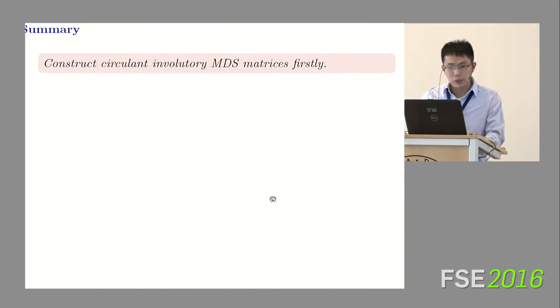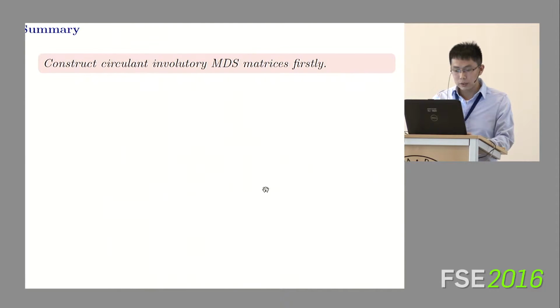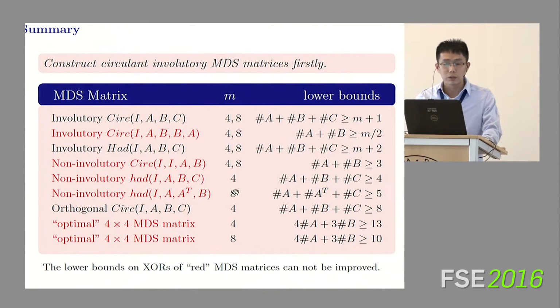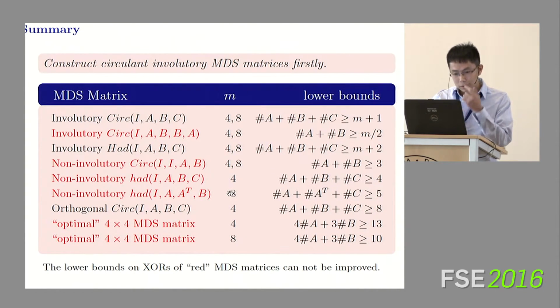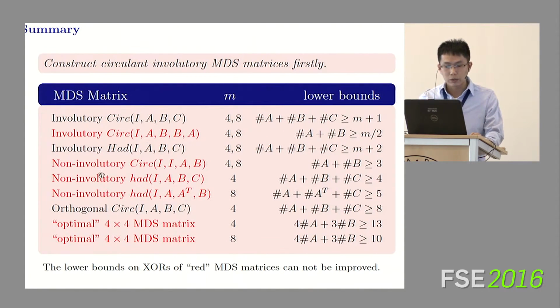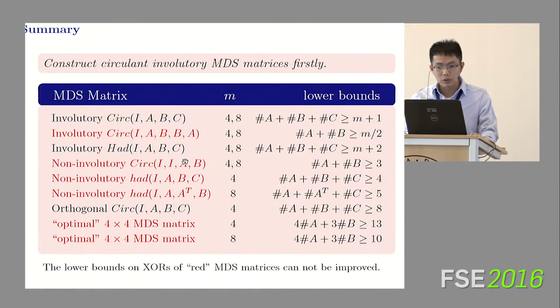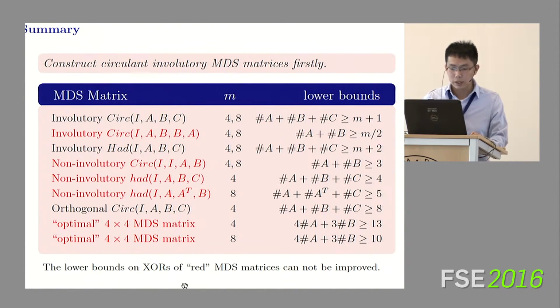We would like to summarize the previous results on this slide. The first is that we construct a circulant involutory MDS matrix with non-commutative entries. The second main result is that we give the lower bounds on XORs of one row's entries of some special MDS matrices. In this table, the entries in red color mean that the corresponding lower bounds cannot be reduced because there are no conditions on the choice of the entries.